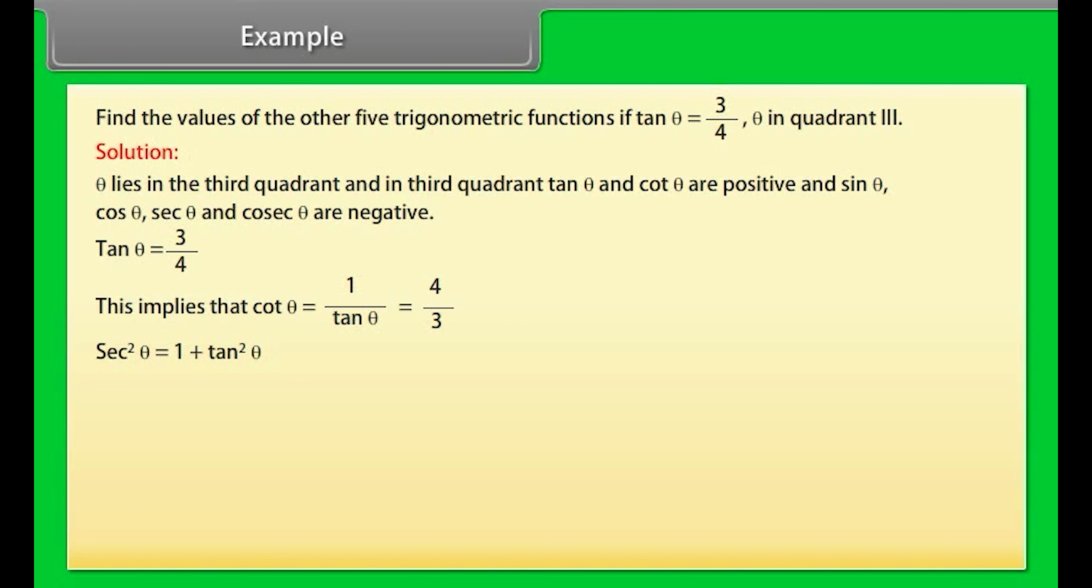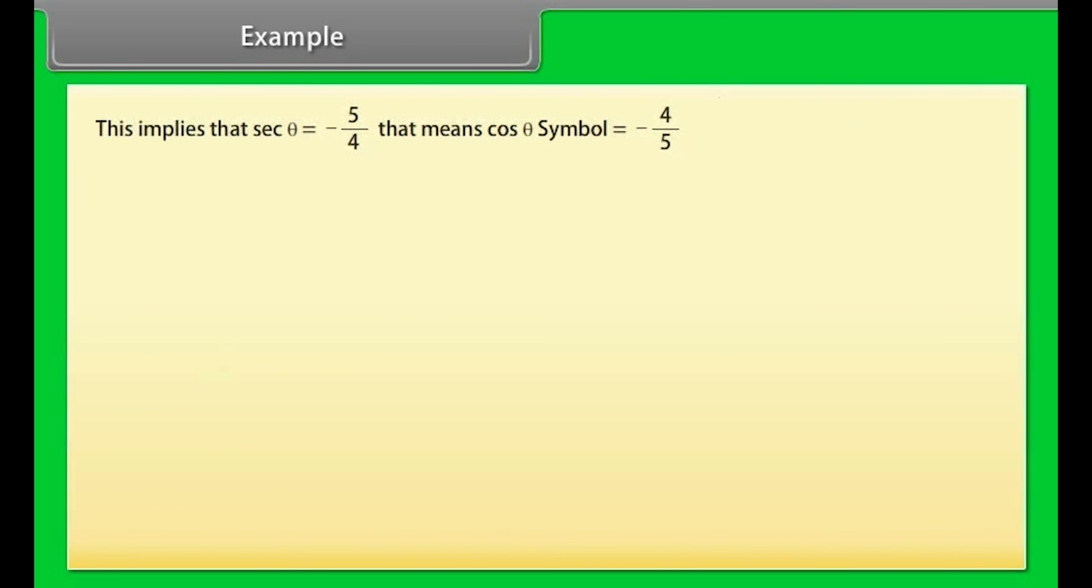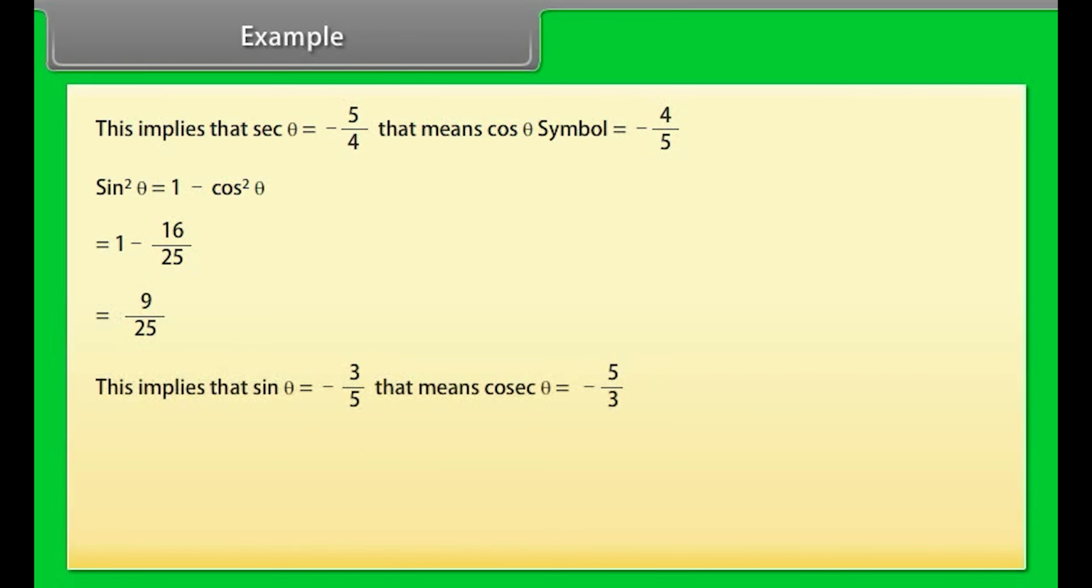Sec square of theta is equal to 1 plus tan square of theta, which is 1 plus (3 by 4) whole square, equal to 1 plus 9 by 16, which is 25 by 16. This implies that sec of theta is equal to minus 5 by 4. That means cos of theta is equal to minus 4 by 5. Sin square of theta is equal to 1 minus cos square of theta, which is 1 minus 16 by 25, equal to 9 by 25. This implies that sin of theta is equal to minus 3 by 5. That means cosec of theta is equal to minus 5 by 3.